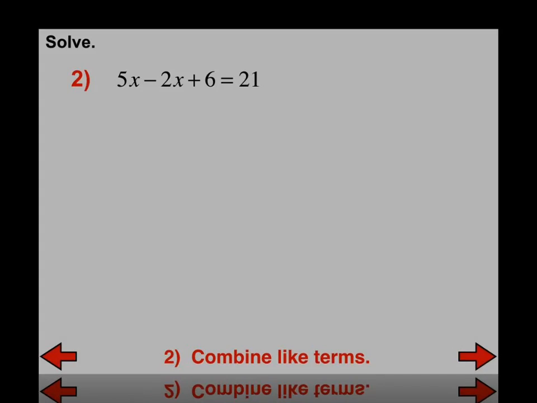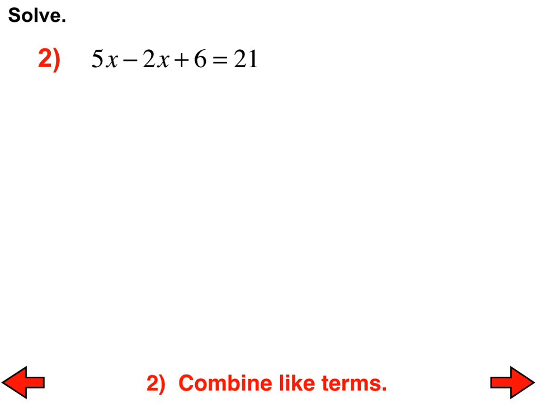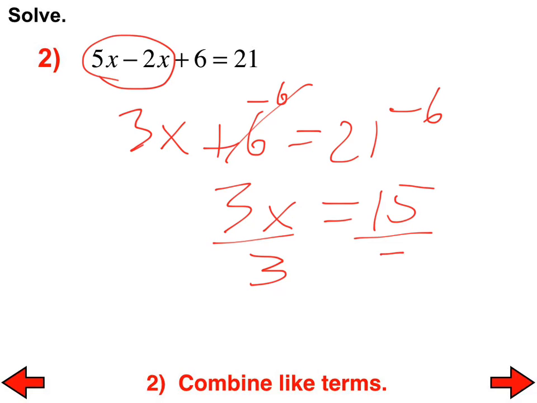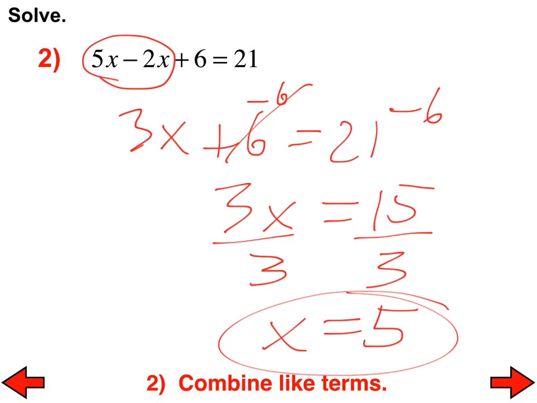Number 2, we need to combine like terms first. So when we do that, 5x minus 2x is 3x. Now we have a regular two-step equation. Subtract 6 from both sides. That gives us 3x equals 15. Divide both sides by 3, and then our solution is x equals 5.